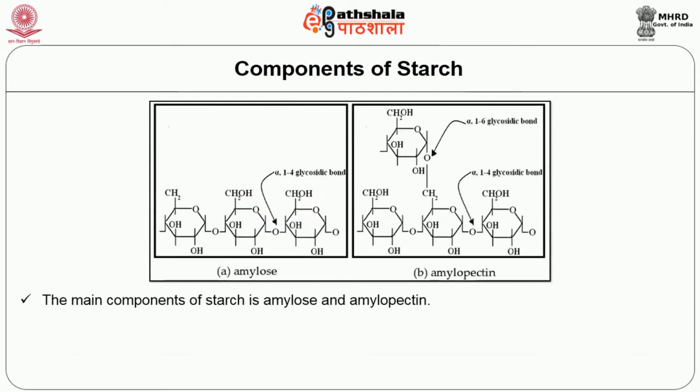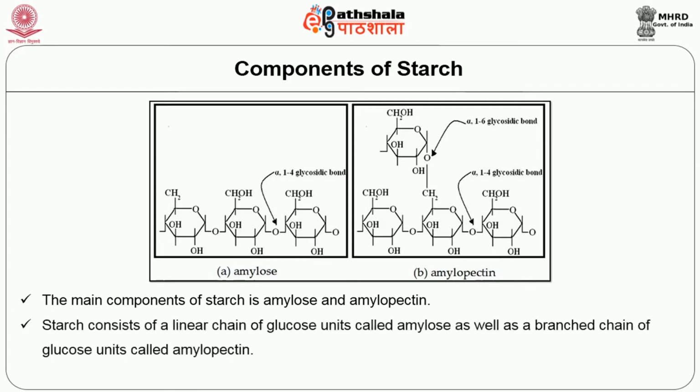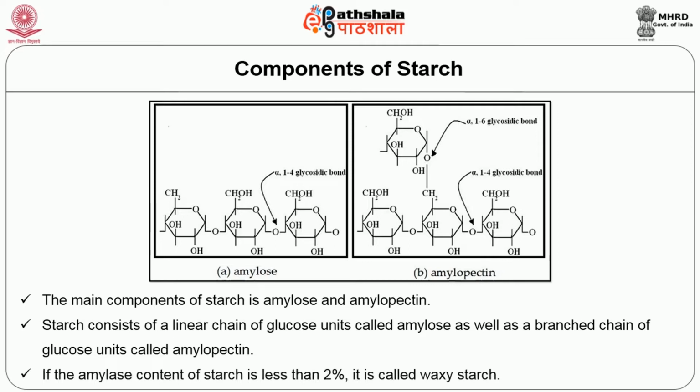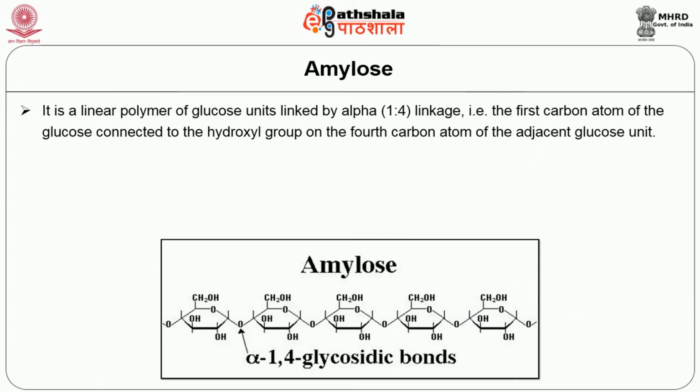Coming to the components of starch, the main components of starch are amylose and amylopectin. Starch consists of a linear chain of glucose units called amylose as well as a branched chain of glucose units called amylopectin. If the amylose content of starch is less than 2%, it is called waxy starch. Now let us see about the structure of amylose in detail. Amylose is a linear polymer of glucose units linked by alpha linkage.